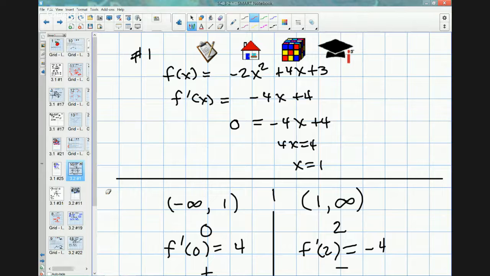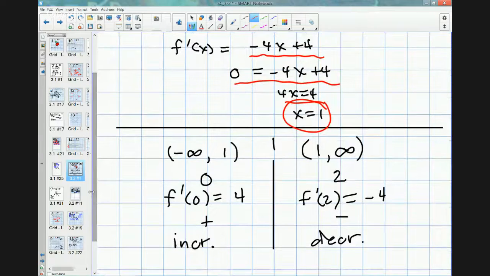Pretty simple derivative, right? Will that ever be undefined? No. That's just multiplication and addition. That'll always be defined. Will it ever be 0? Yeah. And you can see there's, in this case, 1 critical value, x equals 1.